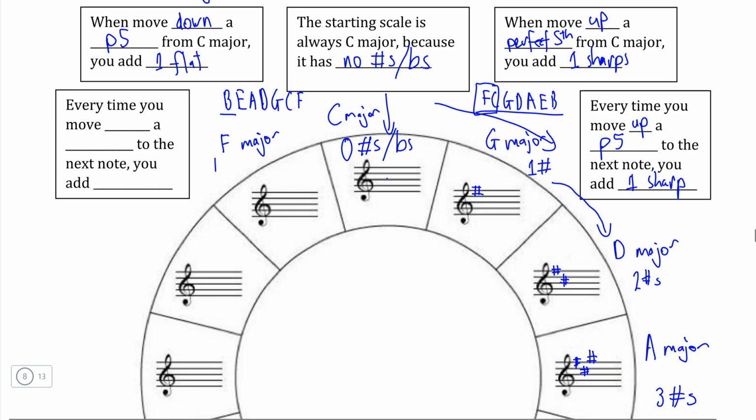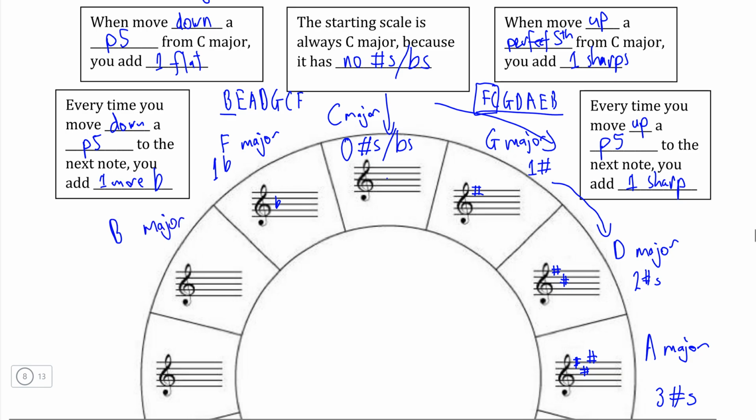So F major is going to have one flat, and that flat is going to be B flat, which is what we see here. And likewise, every time we move down a perfect fifth from F major, which is our first flat key, we add one more flat to the key signature. So here, if we count back from F major, F, E, D, C, B, we end up with B major.